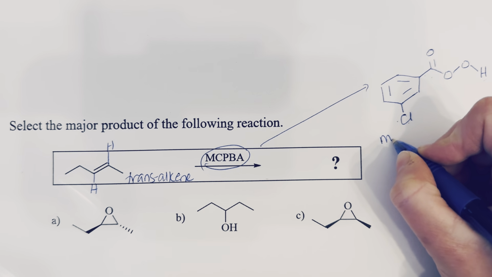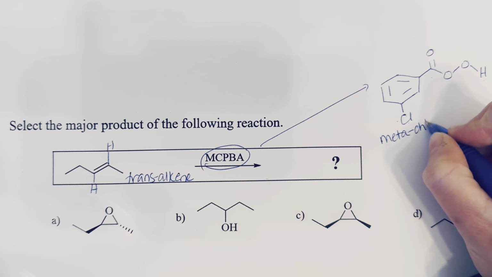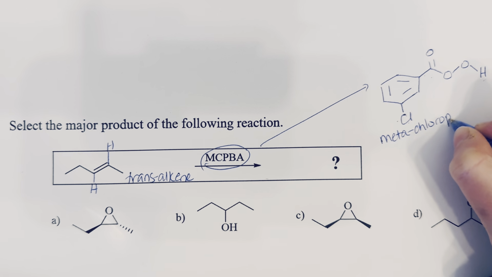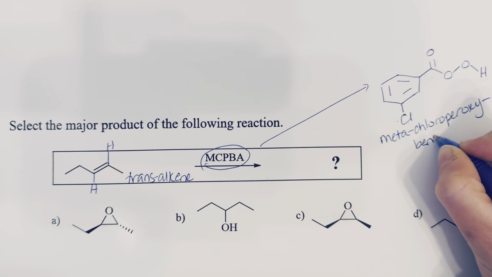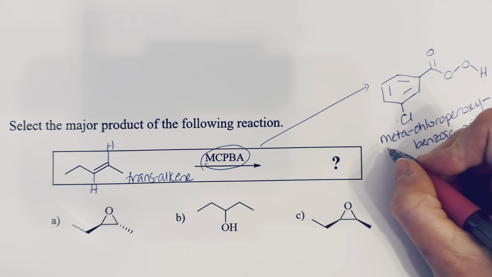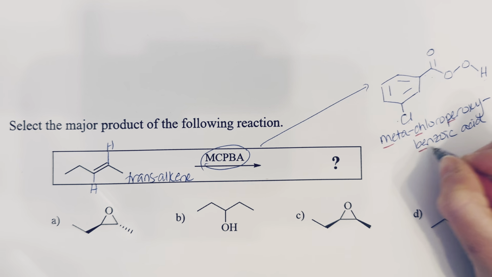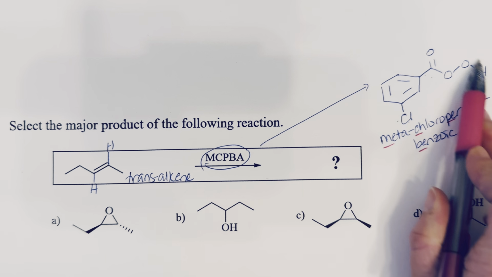We call that meta. So this is meta-chloro, because it is a chloro that is meta, peroxybenzoic acid. And so that is where the acronym MCPBA is coming from. All right, so the important part for us in this reaction is really the peroxy acid part.